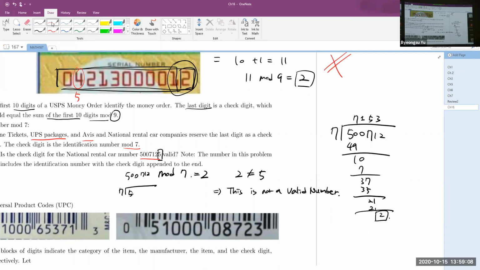So maybe 5007122 is valid, but 5007125 is not valid, right?